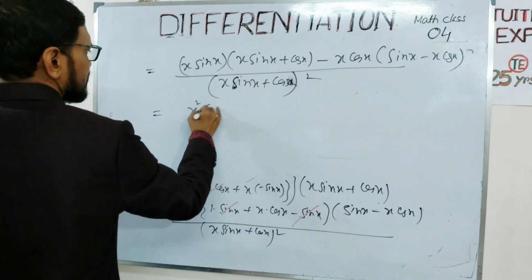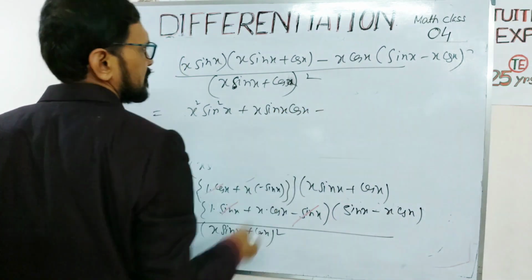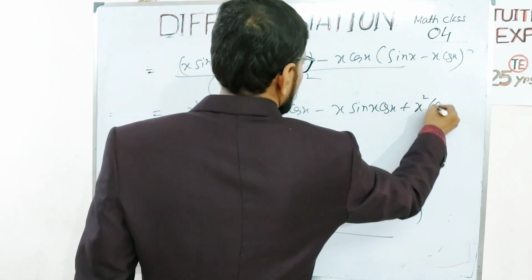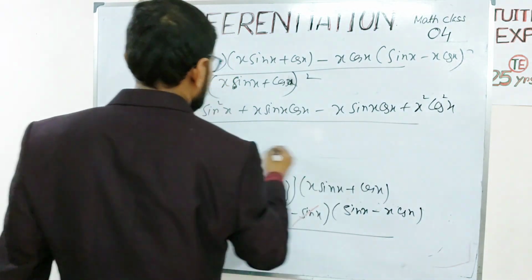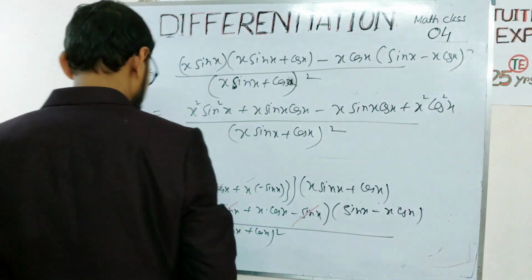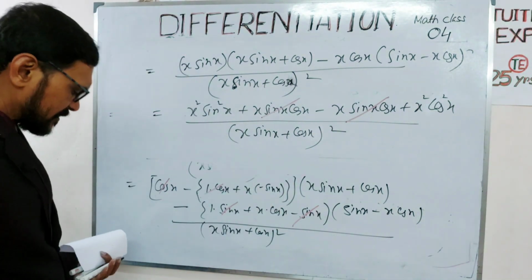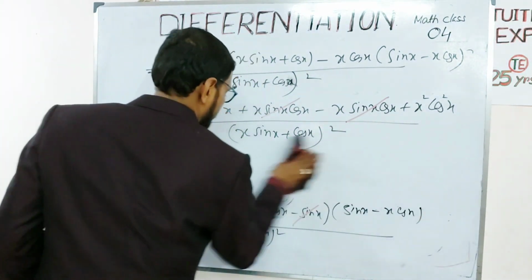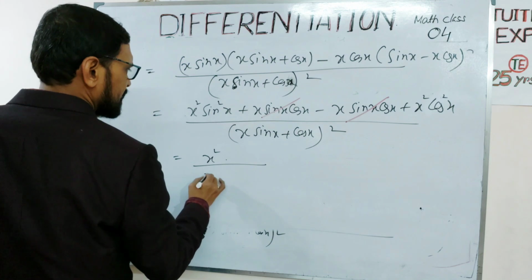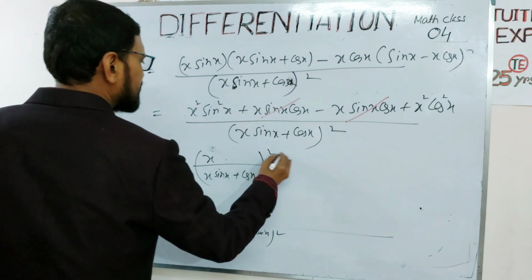Is x plus sin square x, sin x cos x minus x sin x cos x plus x square x, whole square. So cancel this term. The result is x square by (x sin x plus cos x) whole square. This is the result. Okay.